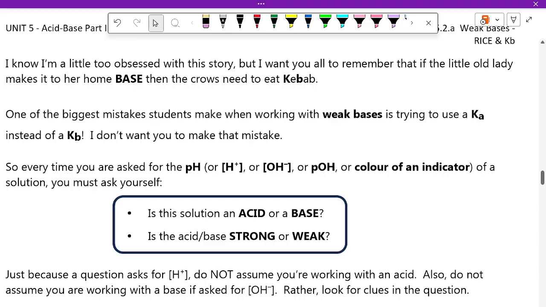Oh, look at this. I'm just giving the same explanation here. I know I'm a little too obsessed with this story, but I want you to remember, if she makes it to home base, the crows need to eat kebab and use Kb.